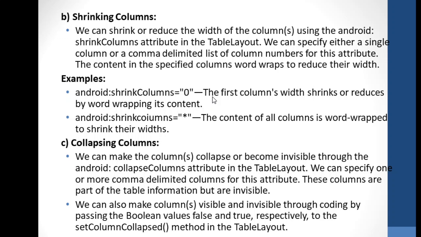We can make the columns collapse or become invisible through the android:collapseColumns attribute. We can also make these columns visible or invisible through coding by passing the boolean values true or false. If it is invisible, we can place false. If it should be visible, we can place true, respectively, to the setColumnCollapsed method in the table layout.